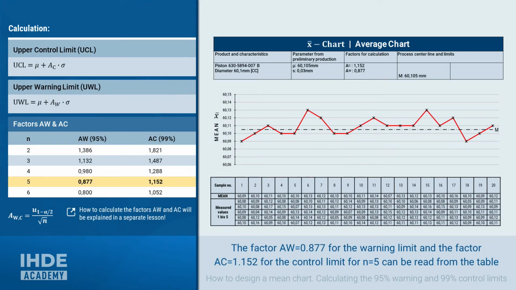The factors AC and AW depend on the sample size and the confidence number. The table on the left shows some example values for different sample sizes and the non-interference probabilities of 95 and 99%. How to calculate these factors yourself will be explained in a separate lesson. For a sample size of 5, we take the value from the table as 0.877 for AW and 1.152 for AC. Both values were also entered in the header of the control chart.